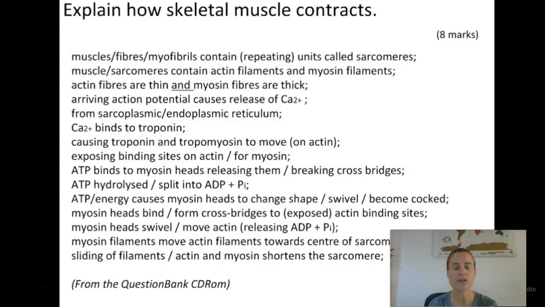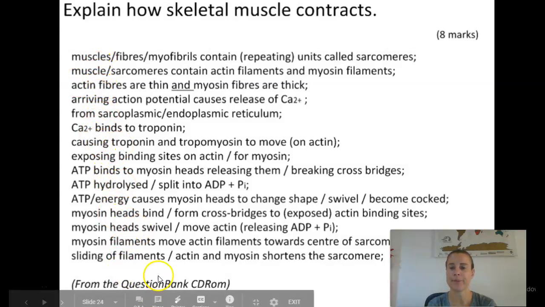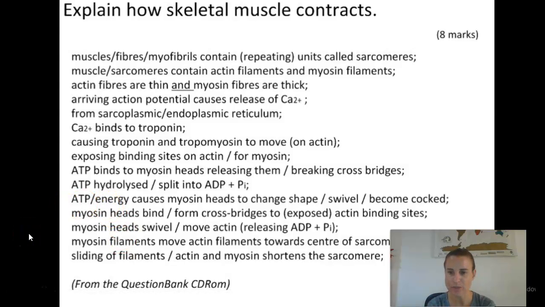I was going to say troponin is not here, but it is. This gives you a step-by-step model answer of what happens in a muscle contraction in skeletal muscle. You need to turn that into an animation so that somebody else would understand the same thing.